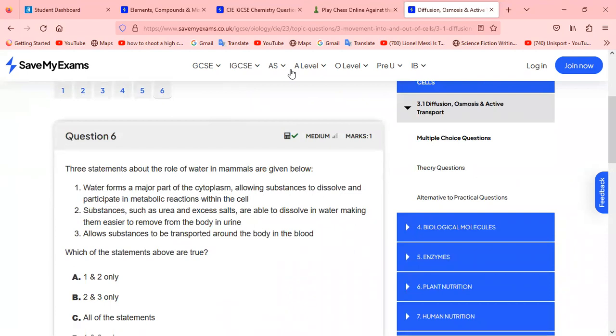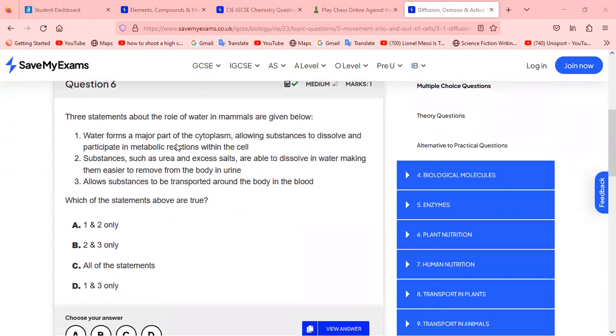Three statements about the role of water in mammals are given below. Water forms a major part of the cytoplasm, allowing substances to dissolve and participate in metabolic reactions within the cell. Substances such as urea and excess salts are able to dissolve in water, making them easier to remove from the body in urine. Allows substances to be transported around the body in the blood. Which of the statements above are true?